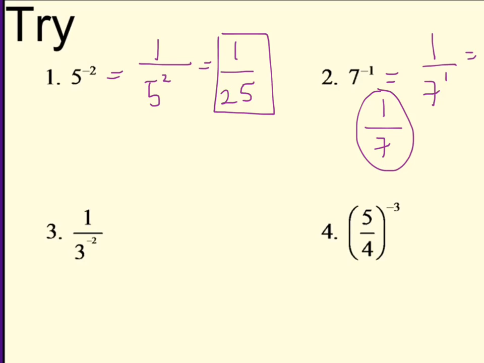Another way of looking at that is that 7 to the negative first power is going to be a reciprocal of 7 to the first power. 7 to the first power is 7, so the reciprocal of 7 is 1 over 7.